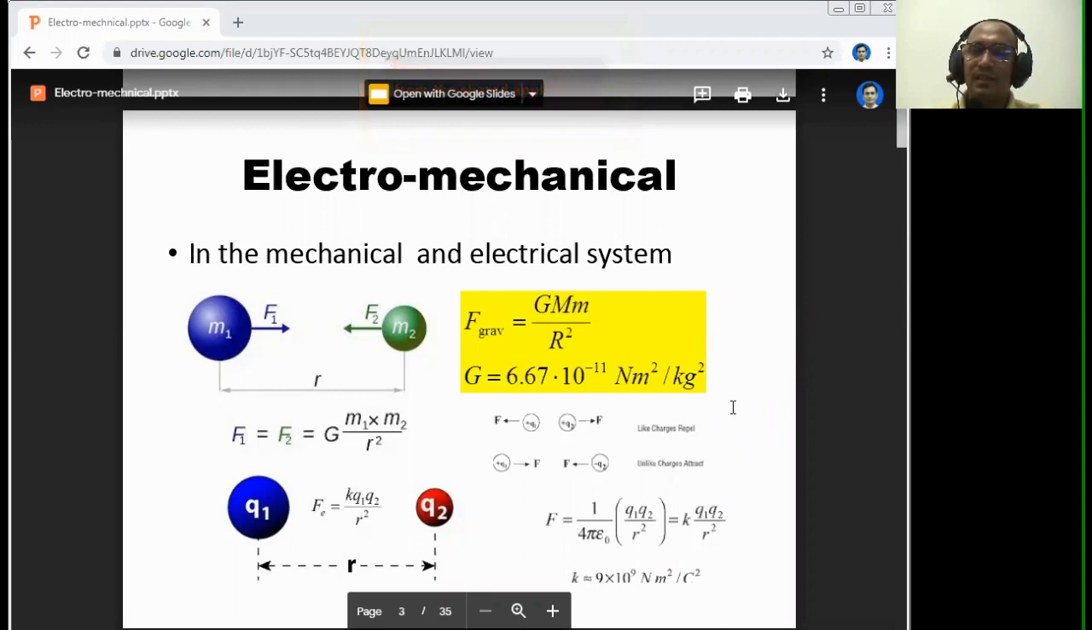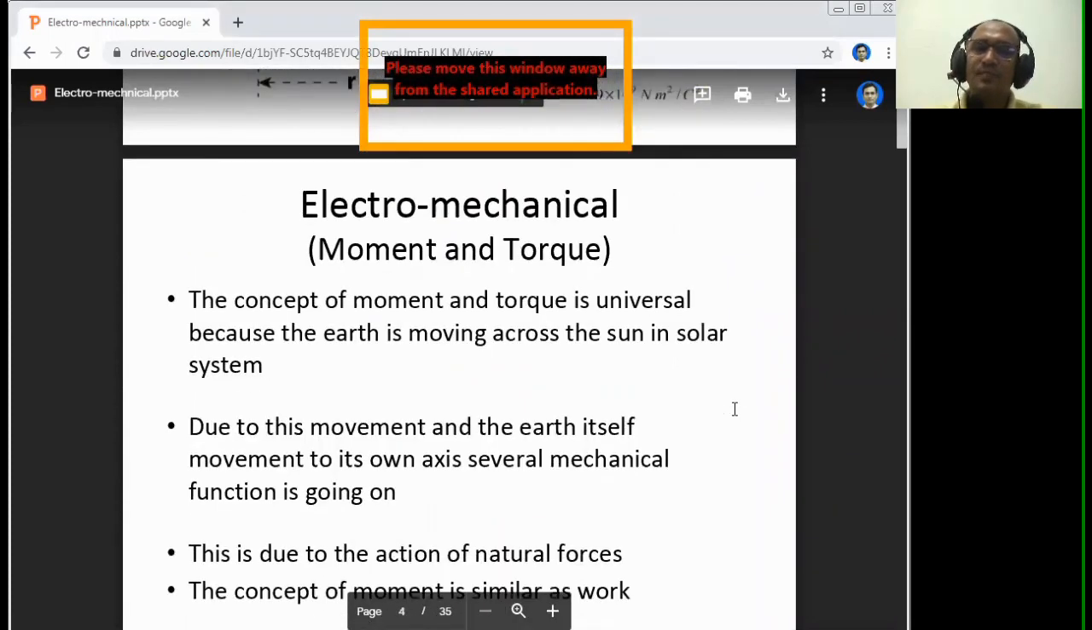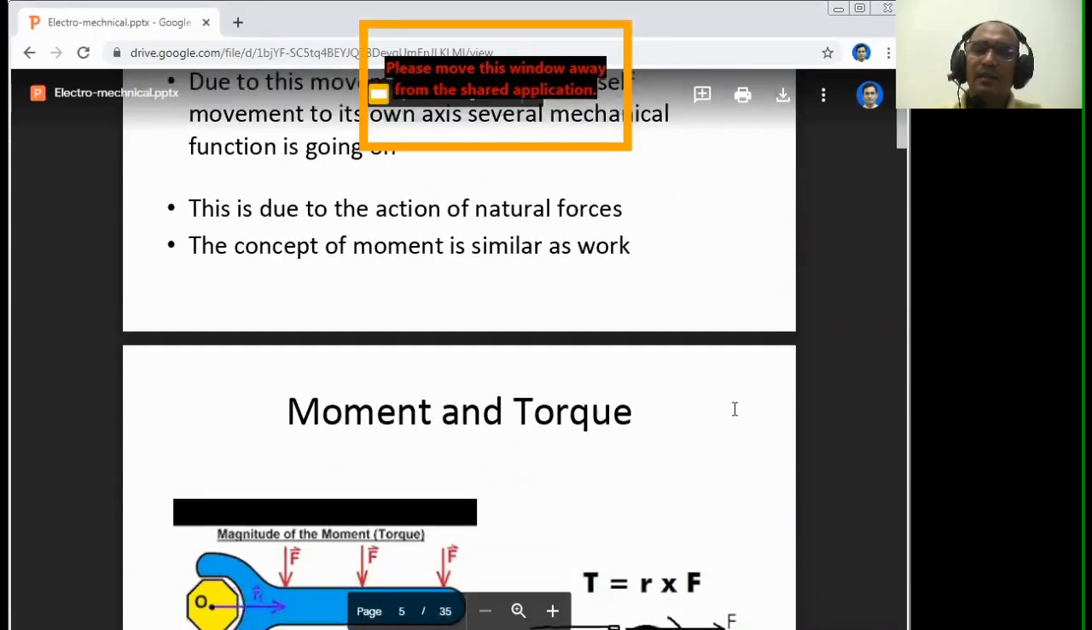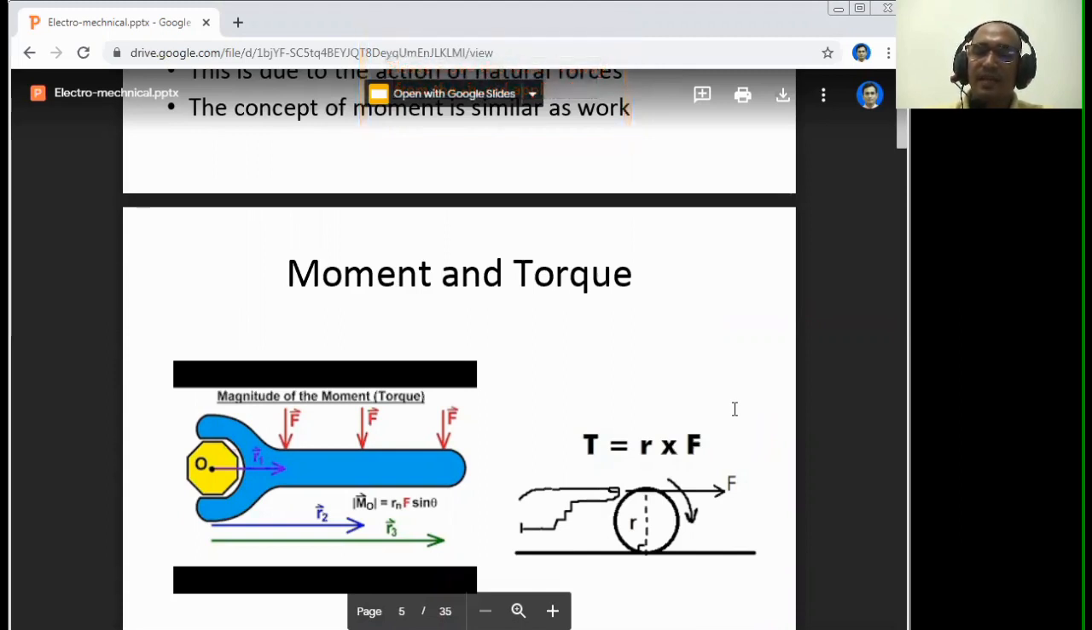charges. So here one thing we learned: the mass in a mechanical system is analogous to the charge in an electrical system. How can we relate it? The mass in a mechanical system follows Newton's classical mechanics, Newton's second law of motion, that F is ma, where m is mass and a is acceleration. Whenever there is a mass and you are applying a force, there must be work done.